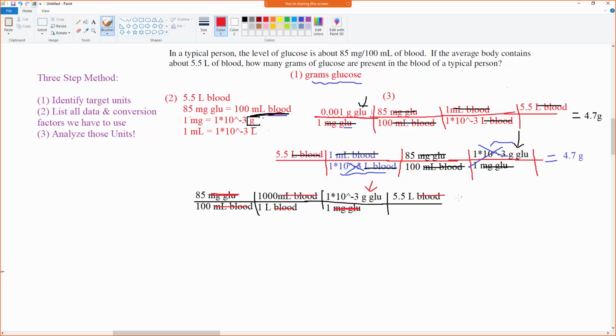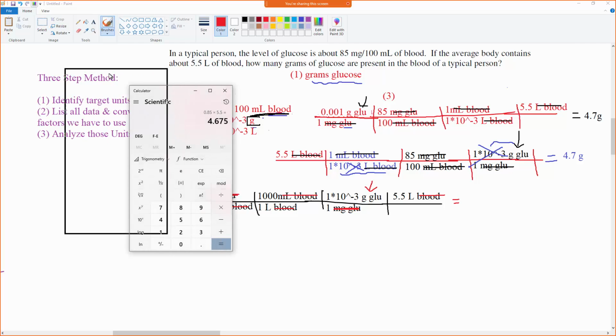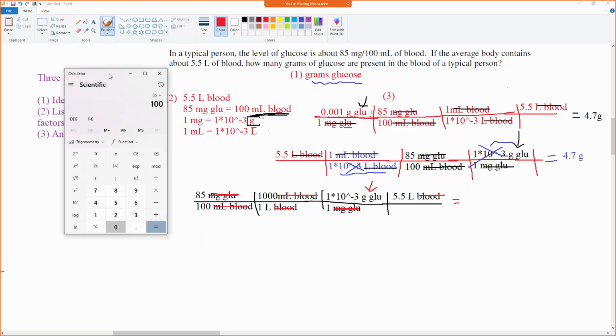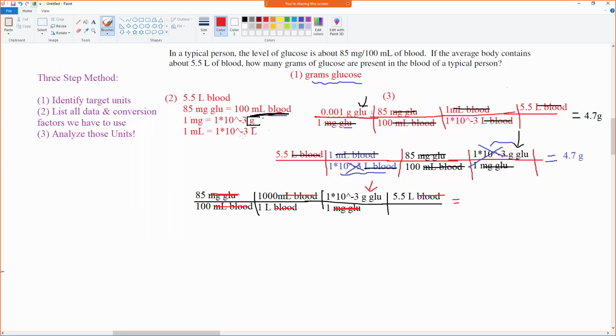So that totally works. Okay. And if we plug this in, then we see we have 85 divided by 100. Multiply that by 1,000. Multiply that by 1 times 10 to the negative third. Multiply that by 5.5, and we get the same answer, 4.7 grams.